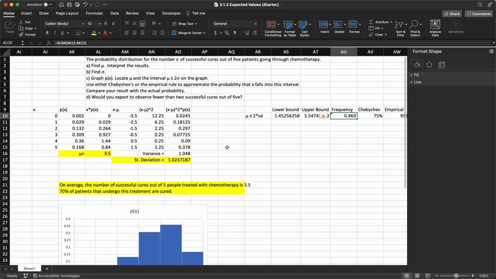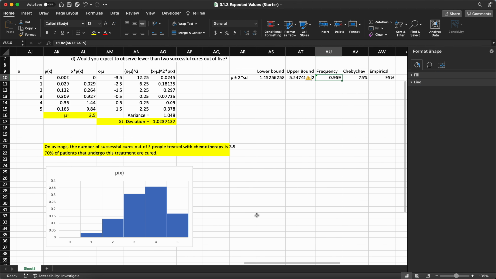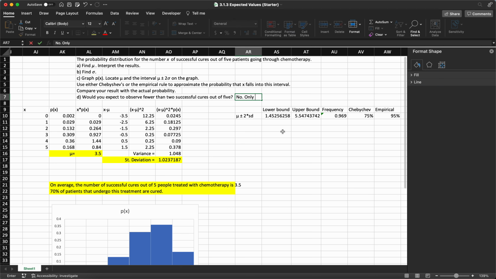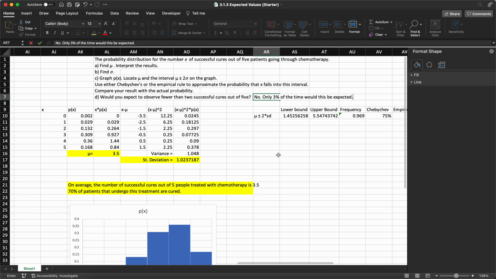This question is, would you expect to observe fewer than 2 successful cures out of 5? Well, only 3% of the time I would expect to see that. And so, no, only 3% of the time would this be expected. And so you can see that we are experiencing the combination of using probability. What's the probability that you would observe fewer than 2 successful cures? It's a little bit more than 3, actually. It's 3.1. But only 3% of the time, and we used all of the stuff that we learned back in Unit 1 to answer that probability question.